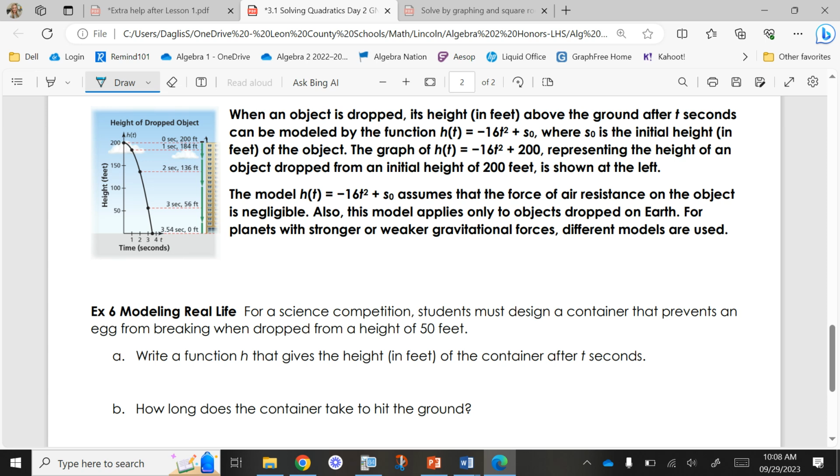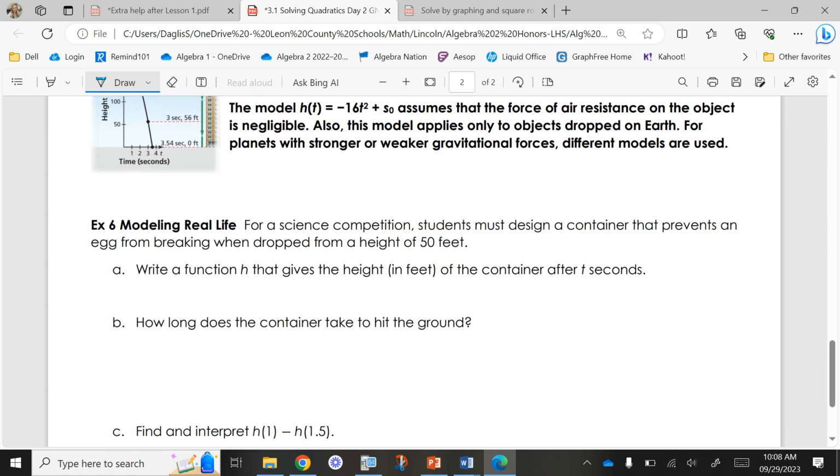Okay, so let's work with this. For a science competition, students must design a container that prevents an egg from breaking when dropped from a height of 50 feet. Let's write a function that gives the height in feet of the container after t seconds. So h of t, the height after time, equals negative 16 t squared, and then our initial height is positive 50 feet.